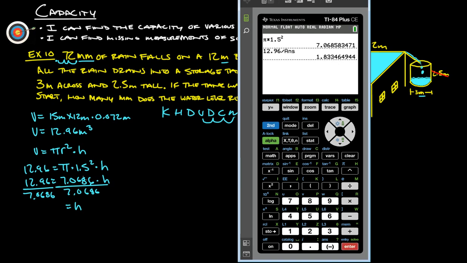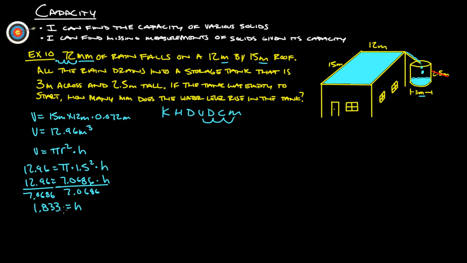Right? 1.833, and everything we've done so far has been in meters, right? Now, if you'll notice, it says how many millimeters does the water level rise. So we went from millimeters back to meters, so now we've got to go from meters, 1, 2, 3, back to millimeters. So we've got to move this decimal over 1, 2, 3 spots. So it's going to go up to 1,833 millimeters will be how far the water goes up the side of the tank.